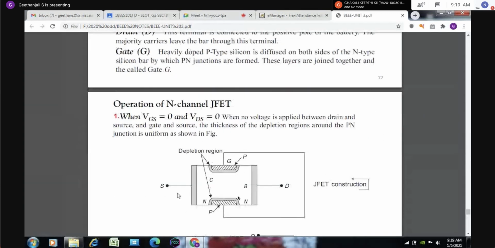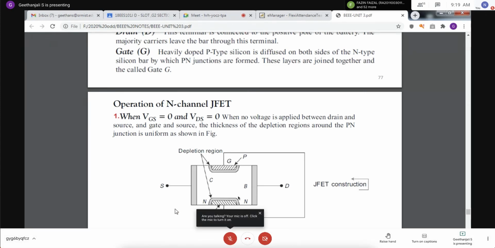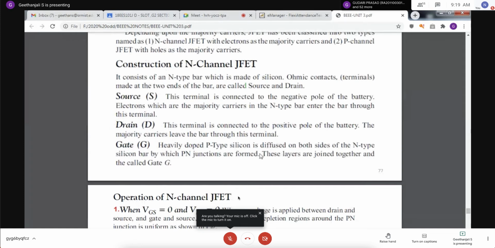So the source will be connected with the negative terminal of the battery. The electrons are the majority carriers for the N-channel JFET, and they enter through this source terminal only. The electrons have to enter into this bar, and this happens by using the source terminal. The electrons which are majority carriers in the N-type bar enter the bar through this terminal.